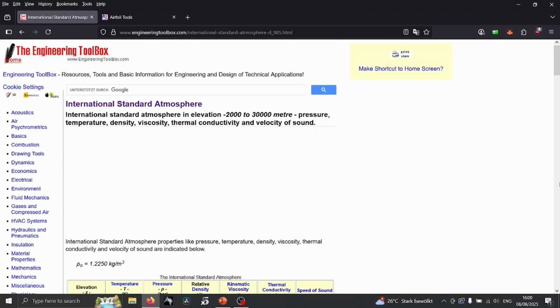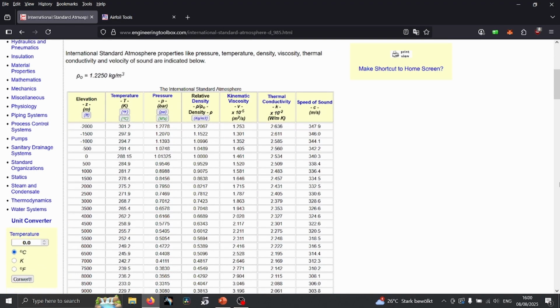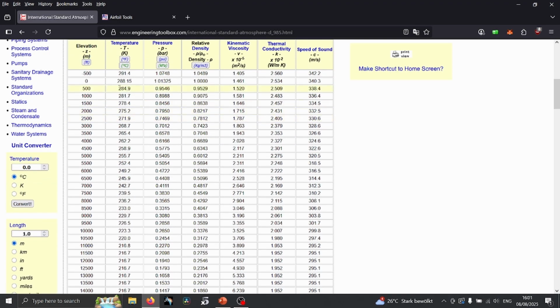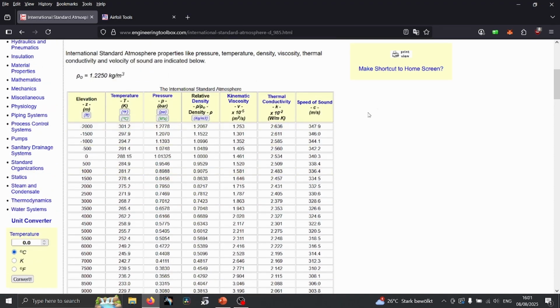Here you have an amazing website called the Engineering Toolbox, which gives a really nice table where you have all these parameters. The most important, what we mentioned, are the density and the kinematic viscosity, and they are given based on the elevation from sea level. So here you have the elevation, and the good thing about this table is that it's given in the metric system and the imperial system as well.